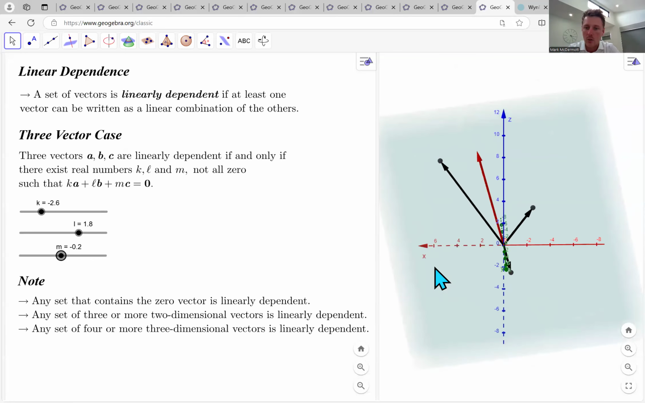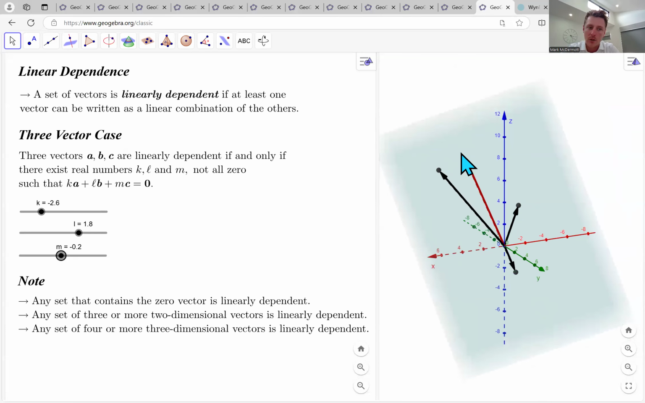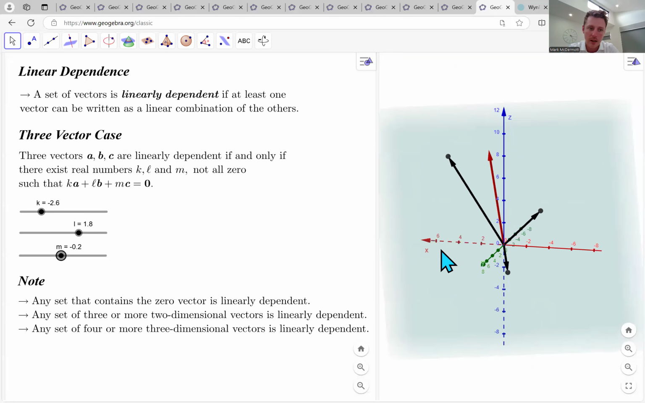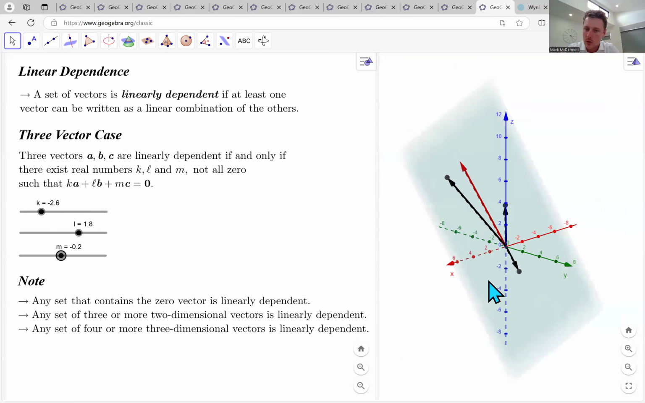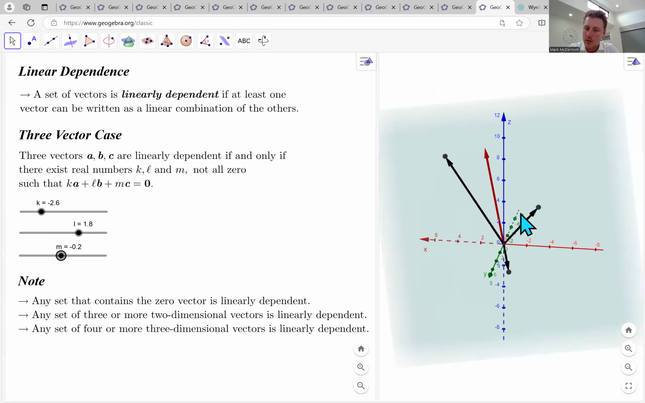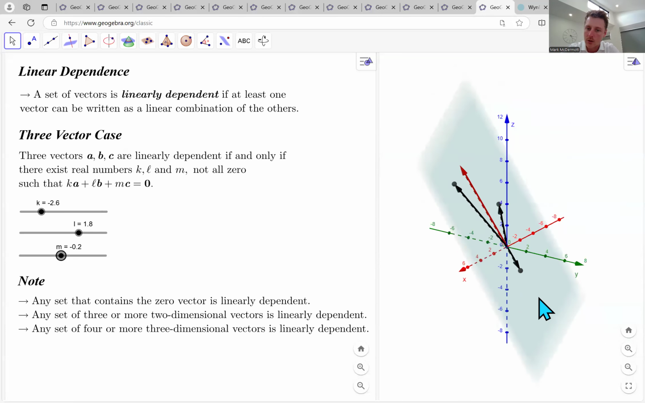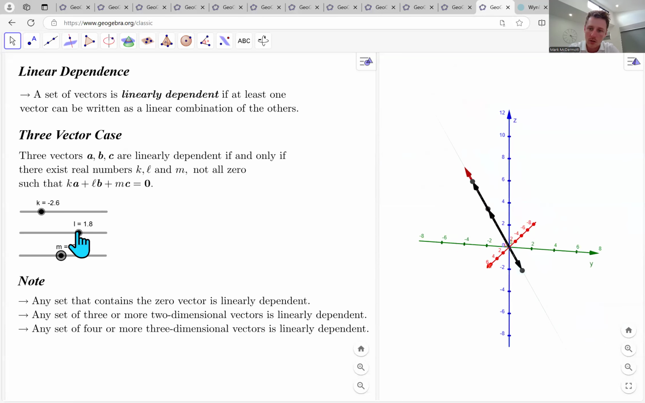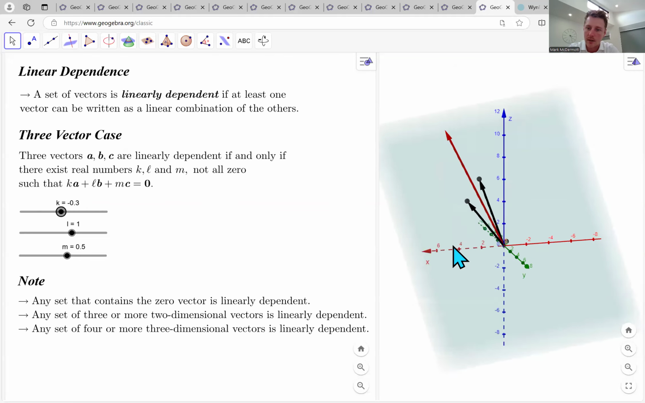Okay, now let me go one step further and explain this red line. This red line is K multiplied by vector A plus L multiplied by vector B plus M multiplied by vector C. So what we've done is essentially just added these three vectors together. And you'll notice that the red vector is also stuck on the plane. So it's the sum of them. And we know from what we spoke about before and what it says here, we should be able to make that red vector go to 0 because these vectors are linearly dependent.